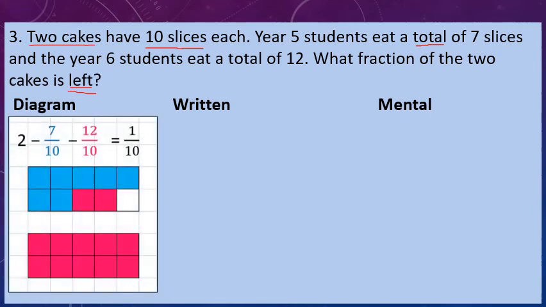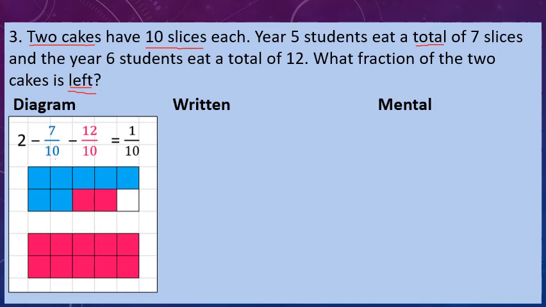So here I've got my 2 whole cakes. Now I've just represented them as rectangles because it's nice and easy, whatever works. So here I've divided them into 10 equal parts. The Year 5 students have the 7/10 or 7 slices. So I've shaded those blue. And the Year 6 students have 12 slices.